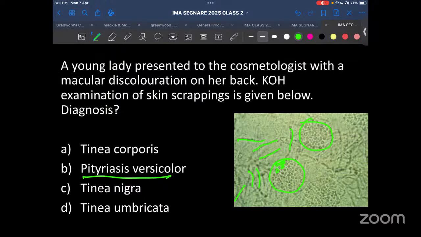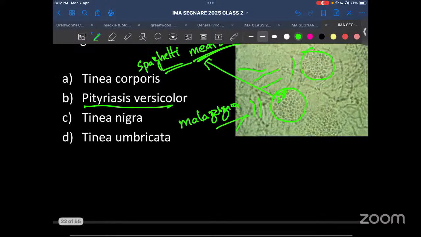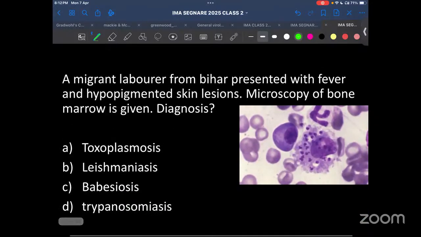And what are we seeing here? These are meatballs. Some foodie identified this and said it looks like a meatball, and the hyphae look like noodles, or spaghetti. So this is the spaghetti and meatball appearance of pityriasis versicolor, caused by a fungus known as Malassezia furfur. Malassezia furfur and Malassezia globosa are the two species. So this is the hyphae and the meatball. With that, we come to the end of our mycology.